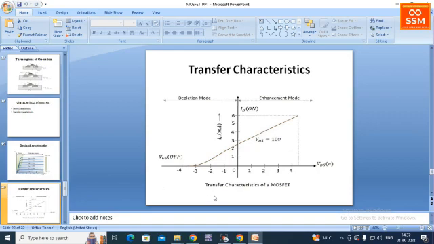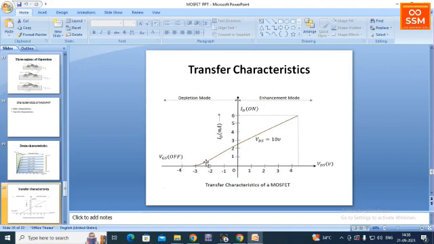And the second characteristics is the transfer characteristics. This is the transfer characteristics of MOSFET. Here the graph is shown for enhancement as well as depletion. It is drawn between gate source voltage and drain current along the y-axis. If the voltage increases, the current ID also increases in the case of enhancement mode, whereas in the case of depletion mode, the current starts decreasing. But you should note that this voltage is a negative voltage.